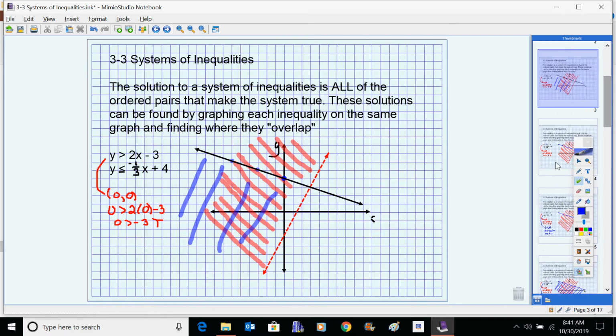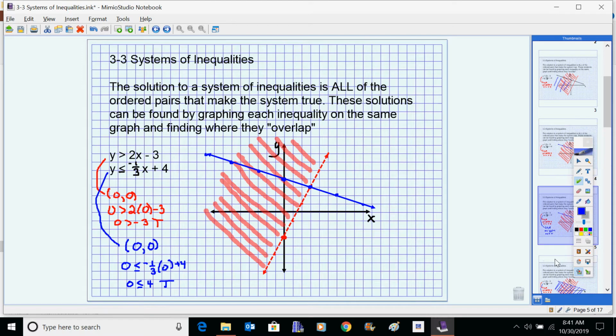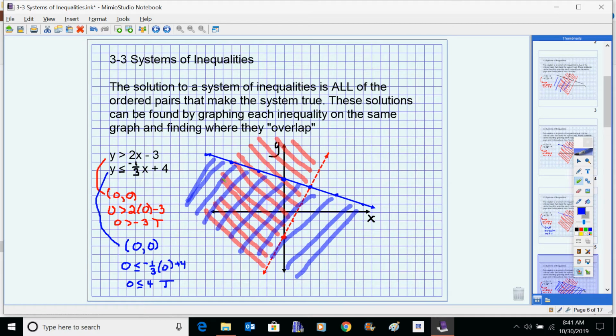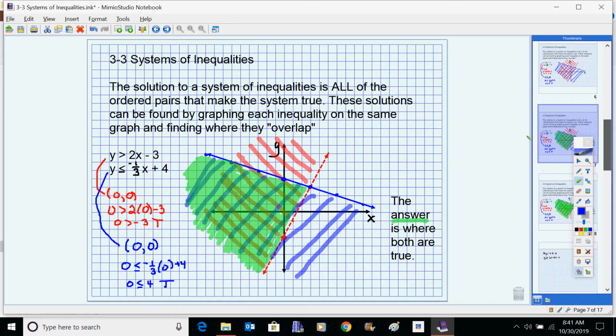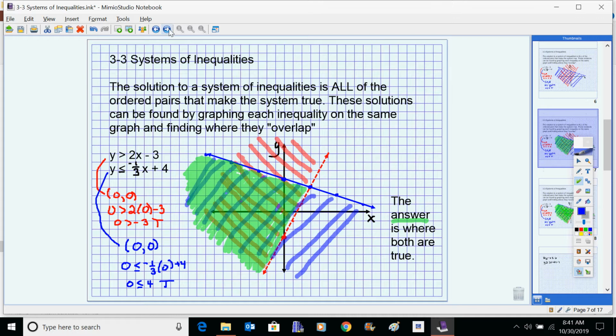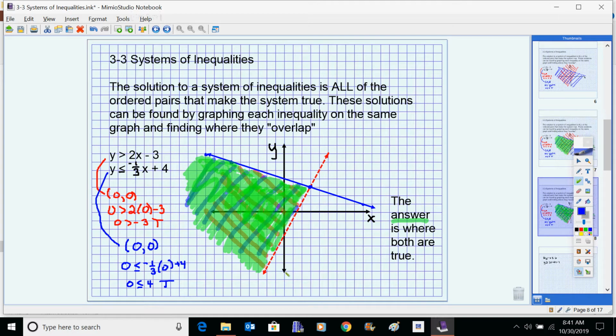So the way that looks, here's this, but then you're erasing the part that is not in both, because this actual solution is just this part here that's in green. So you would be doing some erasing so that your final answer looks like this, nice and clean. And this is the region where all of the correct answers are.